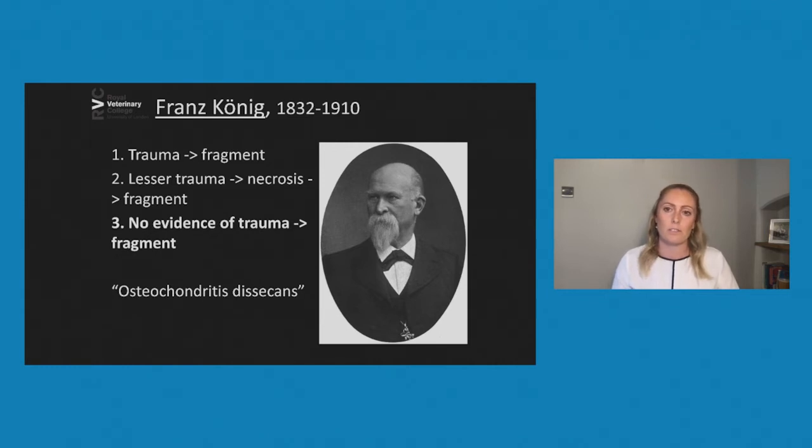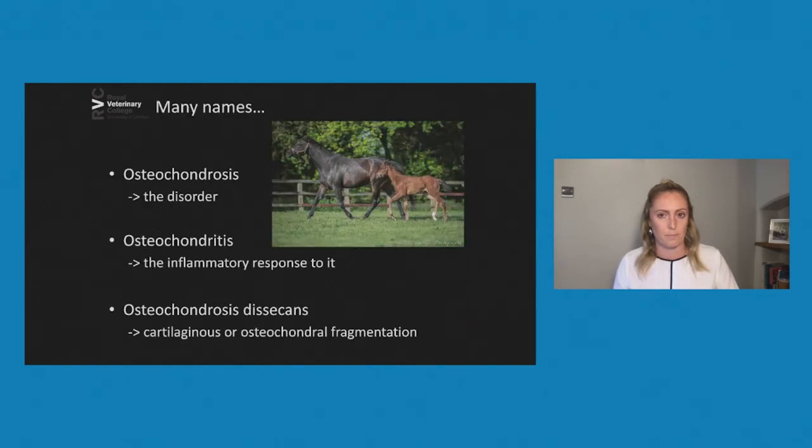But it was the German surgeon Franz Koenig who first documented three theories for loose fragments in the joint. First, as a consequence of severe trauma, as we mentioned on the previous slide. Secondly, due to a lesser trauma, which results in necrosis of the subchondral bone, leading to a separation of a fragment of dead bone. And thirdly, fragments which formed without evidence of trauma, but were due to some unidentified lesion, which is likely what we're talking about today, osteochondrosis. He named the disease osteochondritis dissecans, describing a subchondral inflammatory process resulting in a loose fragment.